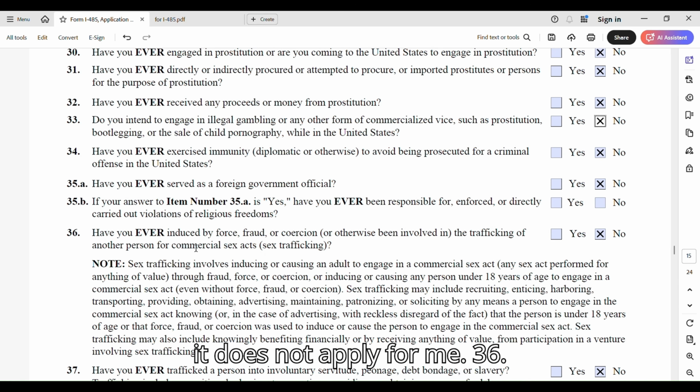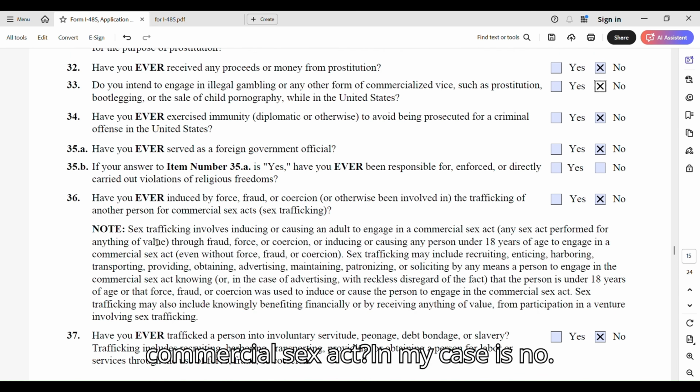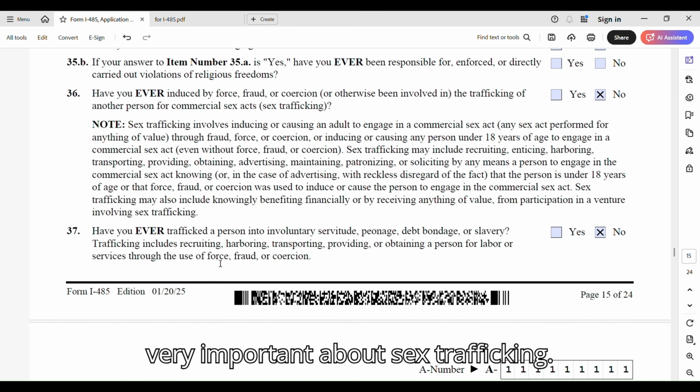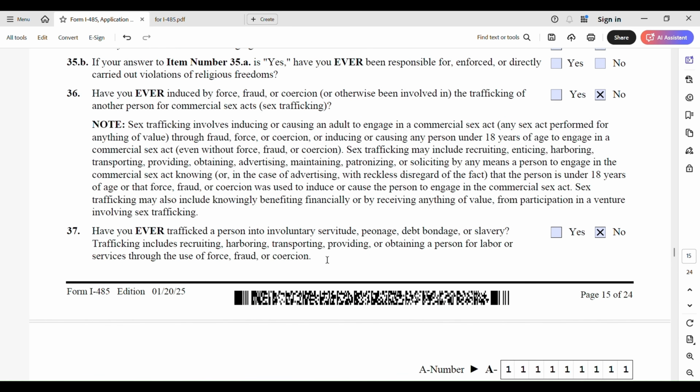36. Have you ever induced by force, fraud, or coercion, or otherwise been involved in the trafficking of another person for commercial sex act? In my case, no. So read this note right here. It is very important about sex trafficking.